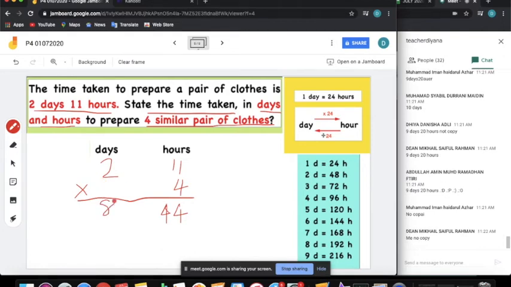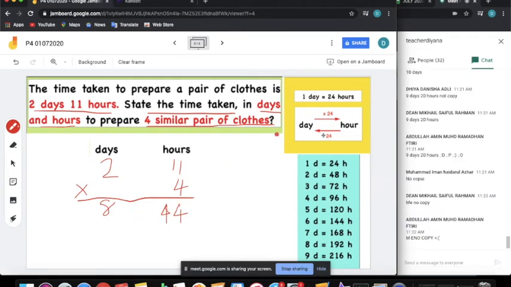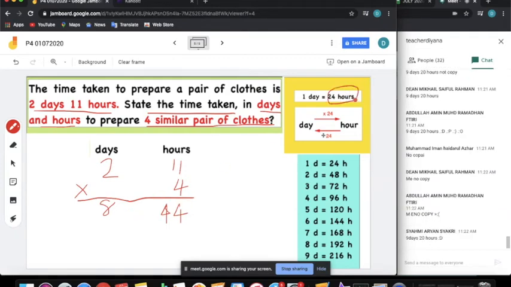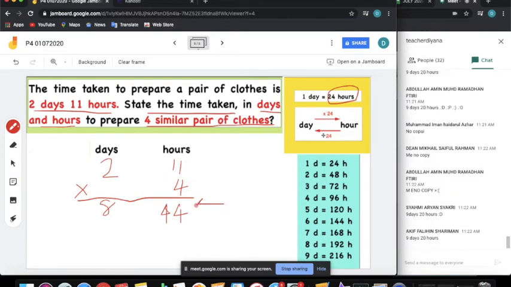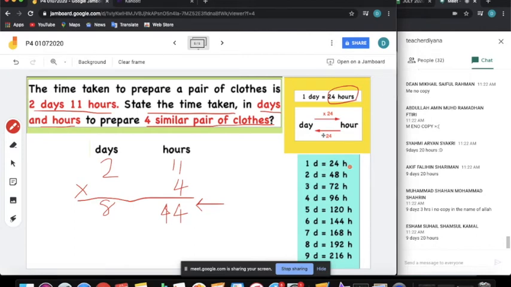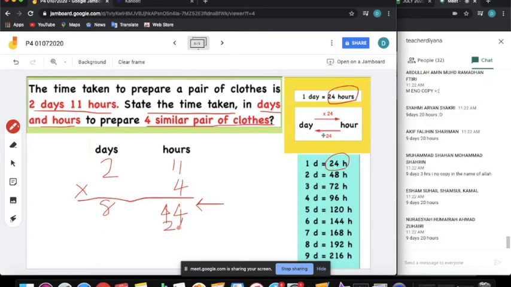Now, teacher, when I look at my hours, my hours is more than 24. So how many can I take from hours to bring to the day? Don't finish at this one. If in the exam you finish at this, you are wrong. So teacher, I take 24 only. I cannot take 48 because it's more than 44. So I take 24 hours and convert into 1 day. That means I minus here and I plus here.